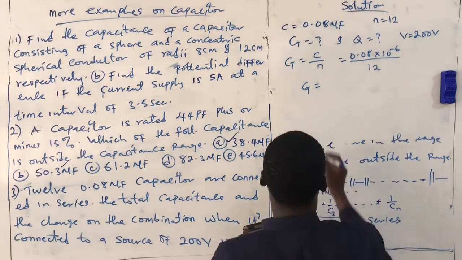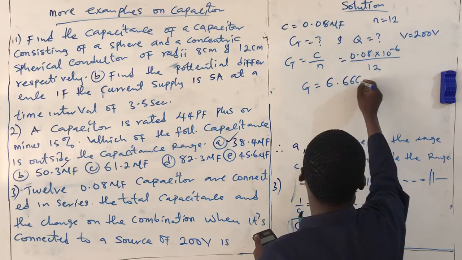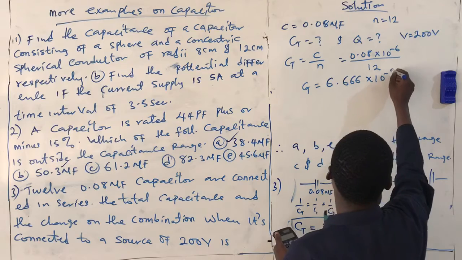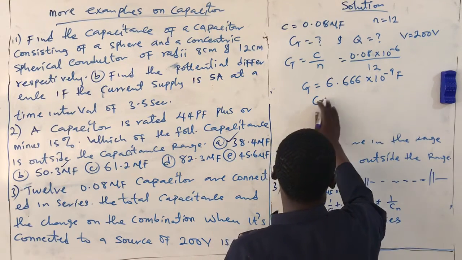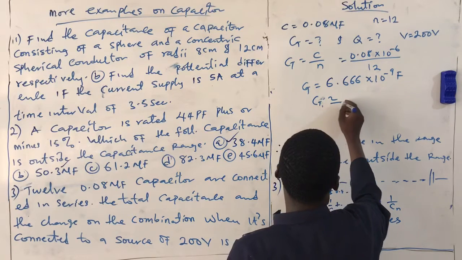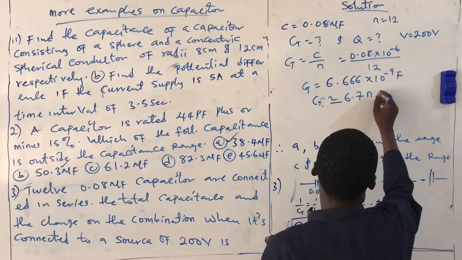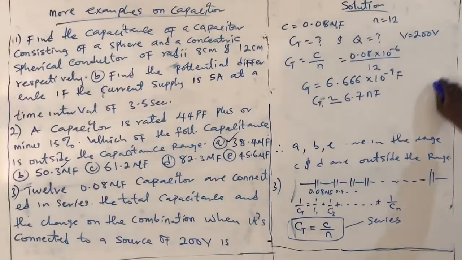Our effective capacitance is 6.666 times 10 raised to the power minus 9 farad, which is approximately 6.7 nanofarad. So it will be 6.7 nanofarad.